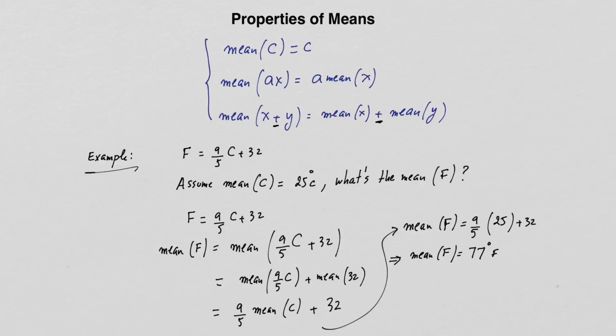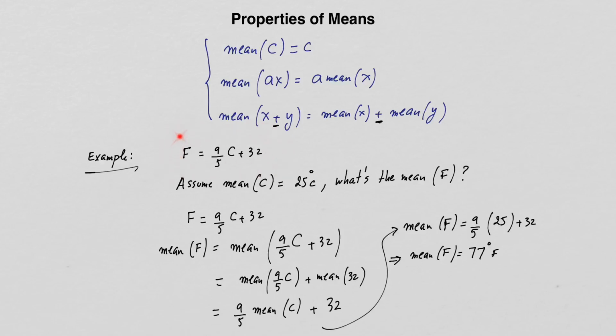Now, let's work out an example. So here's the example. Imagine I'm connecting C to F. C is the temperature in Celsius, and F is the temperature in Fahrenheit, and I believe you know this formula from, I don't know, basic physics. All right. So let's say you happen to know the mean of C, basically the average temperature in Celsius. Let's say it's 25. And you want to know the average temperature in Fahrenheit.